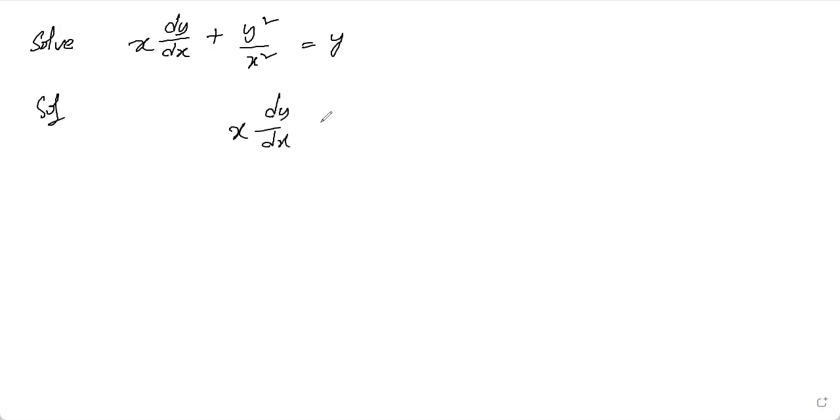Let us solve x dy by dx plus y square by x square, which is equal to 1. So we can write x dy by dx is equal to y minus y square by x square, or we can write this as dy by dx is equal to y by x minus y square by x square.